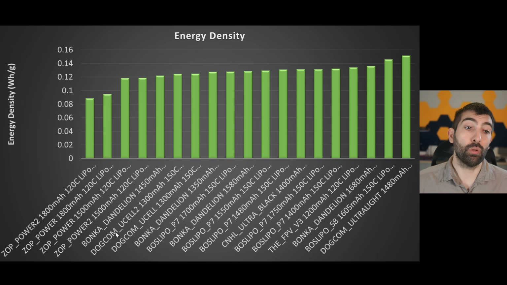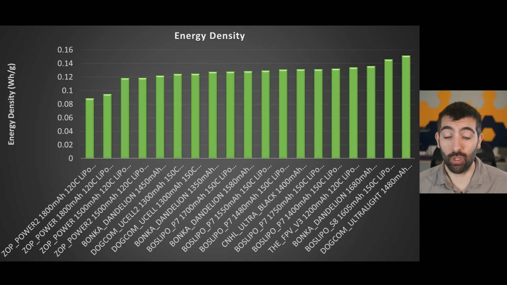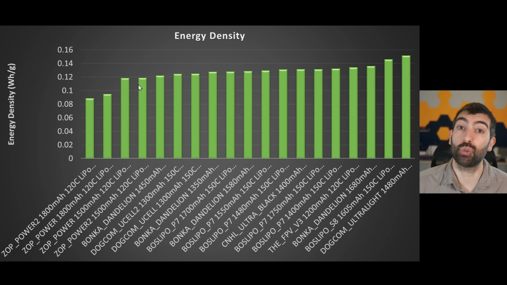Then we get down to the DOGCOM U-cells. These are DOGCOM's less expensive packs. And you can see that they actually do really well in terms of voltage sag. They do really well in terms of power density, as you'll see later on, but they are a bit heavier. So that puts them a bit lower on the energy density curve, but they're also cheap. So, you know, there's that trade-off there, and they're still good performing packs.